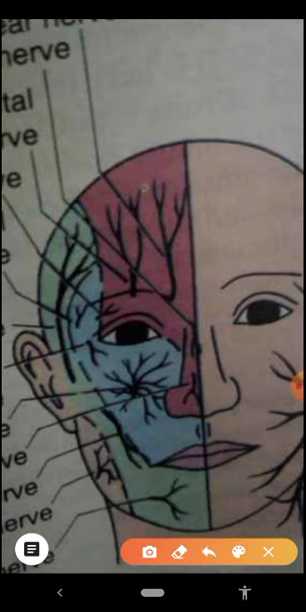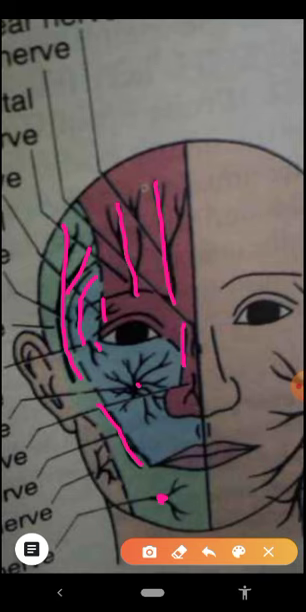We have three branches in the mandibular nerve. One is the mental nerve, another is the buccal nerve, and the third is the auriculotemporal nerve. And in the maxillary division of the trigeminal nerve, we studied the infraorbital, the zygomaticofacial and the zygomaticotemporal. And in the ophthalmic division we studied the five branches: the lacrimal, the supraorbital, the supratrochlear, the infratrochlear and the external nasal nerve.